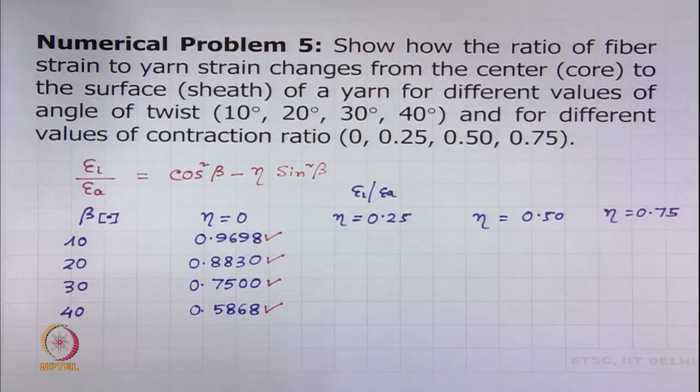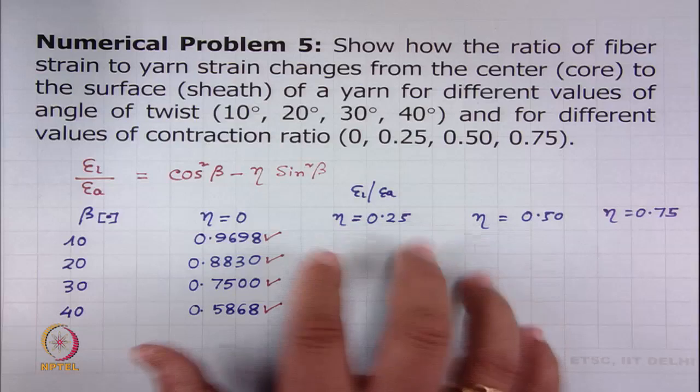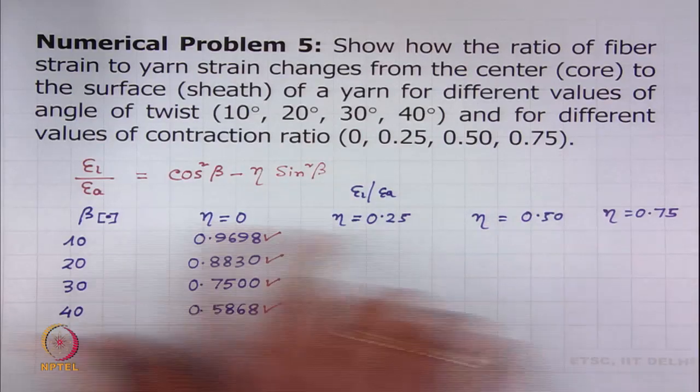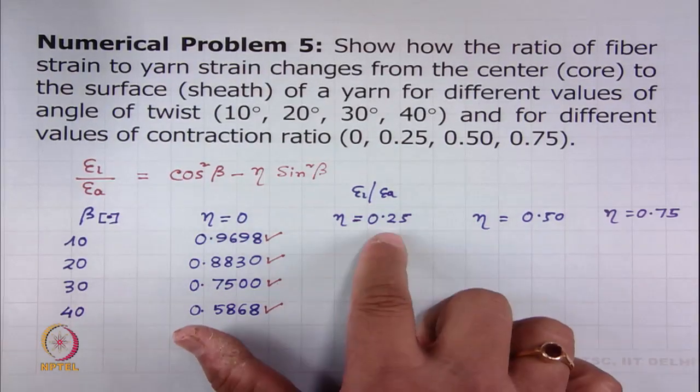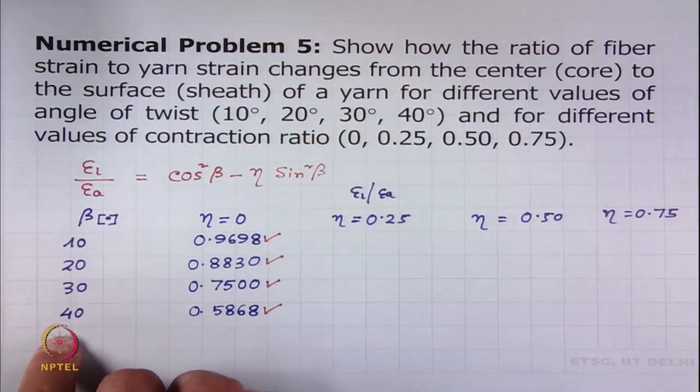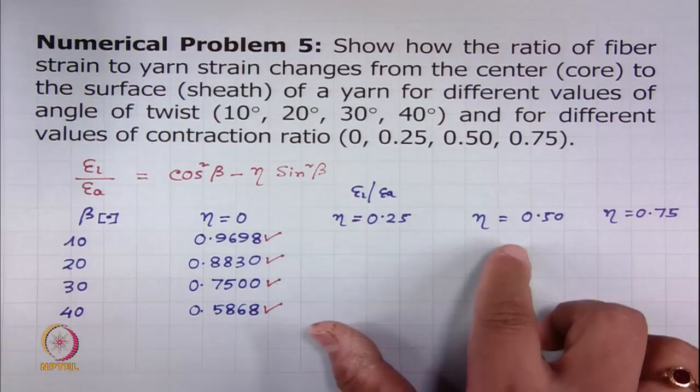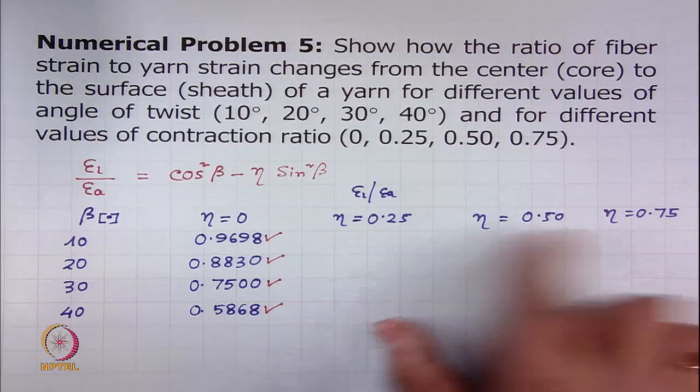Similarly, we will be able to solve what is this ratio when eta is equal to 0.25 for different angles of beta and for different values of contraction ratio.